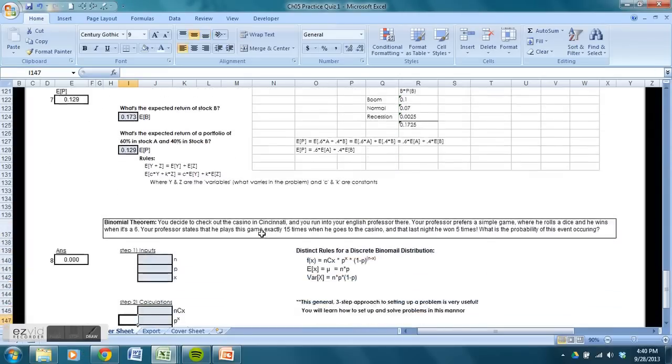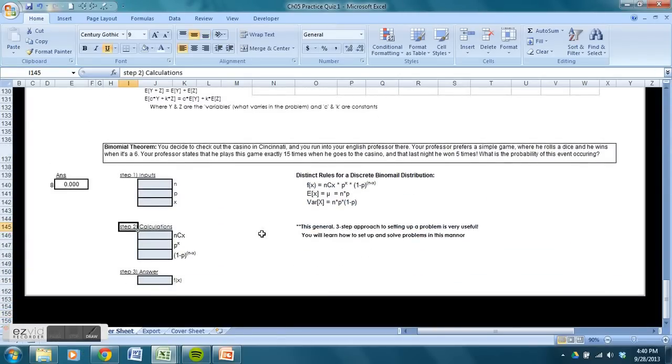Alright, last problem. Binomial theorem. You decide to check out the casino in Cincinnati, and you run into your professor there. Your professor says he loves this game where you just roll a dice, and if it's a 6, he wins. He says that he plays this game exactly 15 times every time he goes to the casino. Last night when he went to the casino he won 5 times. What's the probability of this event occurring?